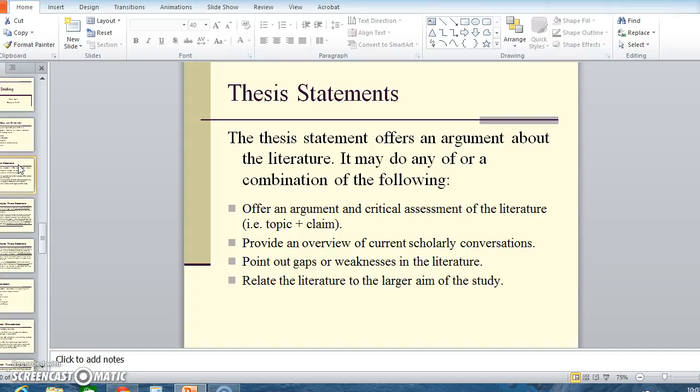Your thesis statement should give us an overview of the critical assessment of the literature and the topic, and what your argument or claim is, right? It tells us why an overview of current scholarly conversations is necessary for examining this particular research topic in a particular way, and how this is going to be done by pointing out gaps or weaknesses in the literature. And then finally, it tells us how this analysis of the literature will speak to and point to the larger aim of this type of study in your field or in your discourse community.